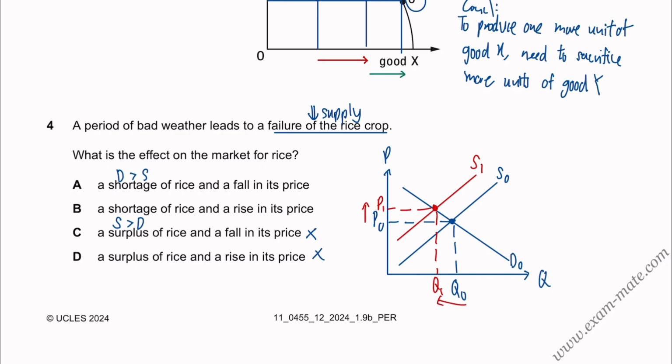Okay, from here we can clearly see that first, quantity reduces. So this proves the point that the supply reduces. And then here you can see that the price increases. So B is the correct answer. Okay, let's move on.